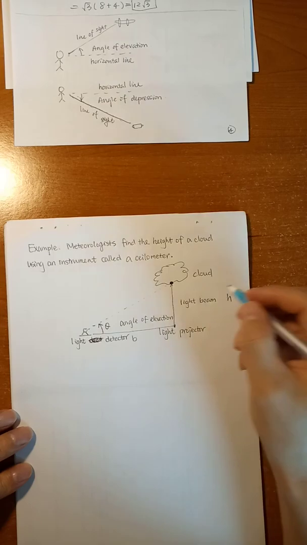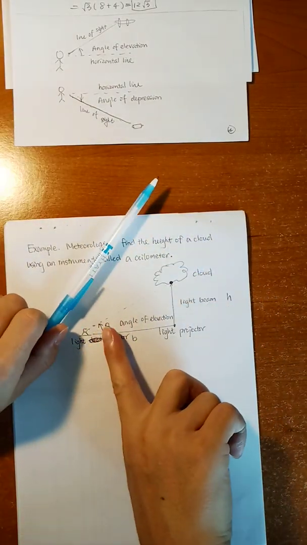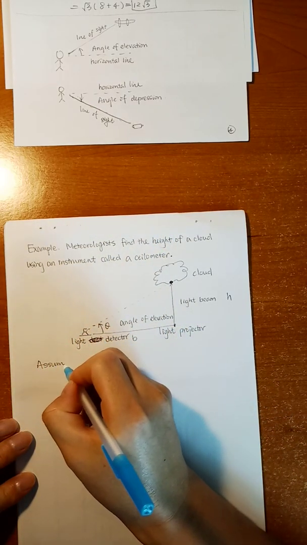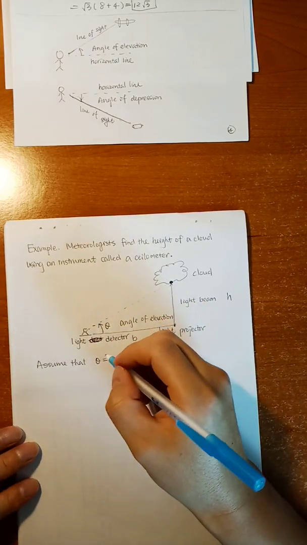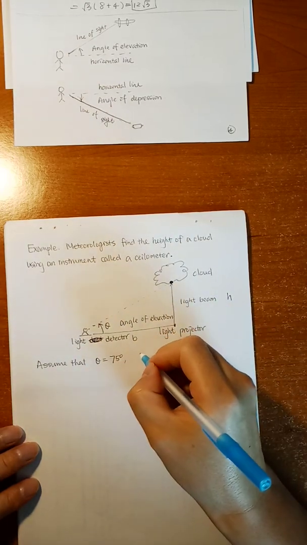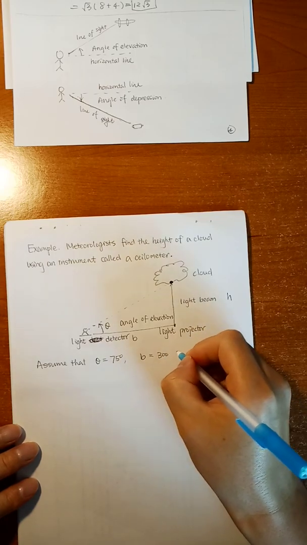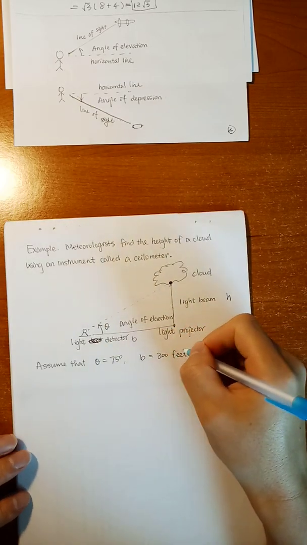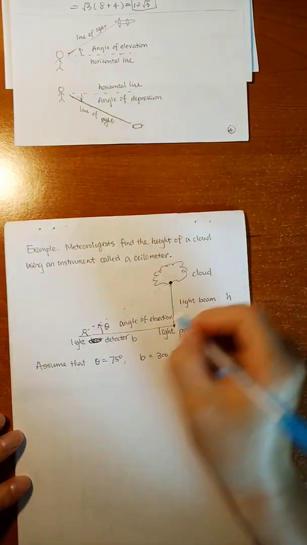The base is B. And we can also use some instrument to measure the angle of elevation. So assume the angle of elevation theta is 75 degrees. And assume the base B is 300 feet. These two quantities can be easily measured, not computed, measured. Then what is the height?